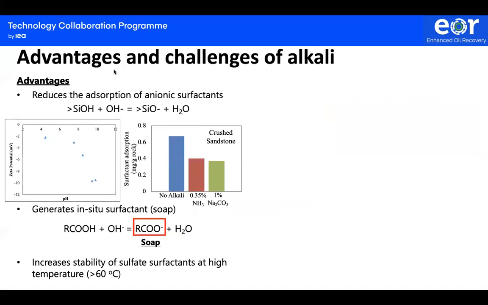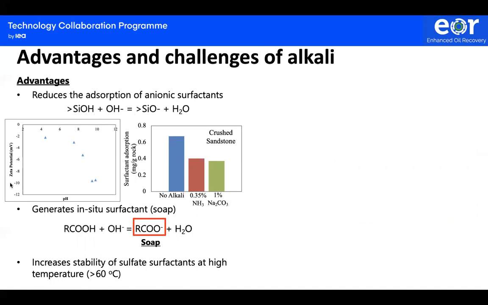So what are some of the advantages and challenges of an alkali? The first advantage is that when you use an alkali, it can lower the adsorption of anionic surfactants on the rock surface. And that is because when you increase the pH, your rock becomes negatively charged. That I'm showing you by this reaction.